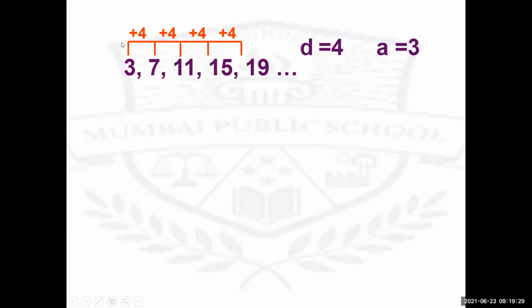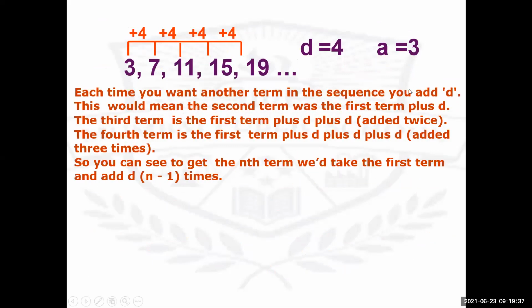Now look at this. Plus 4. Each time you want another term in the sequence, you add D. This would mean that the second term was the first term plus D. So the first term is 3, adding D, 3 plus 4, 7 is your second term. So that means A plus D, the first term plus the difference.